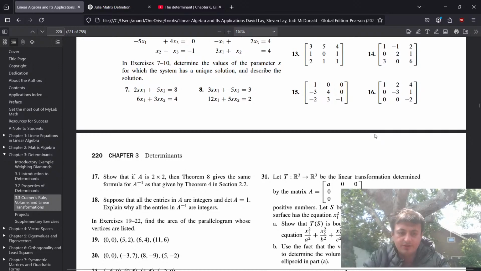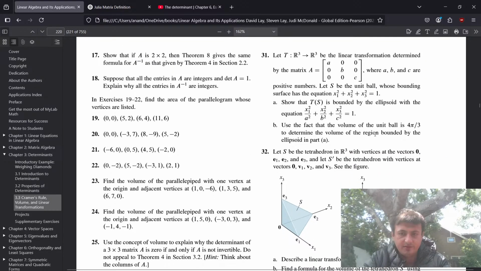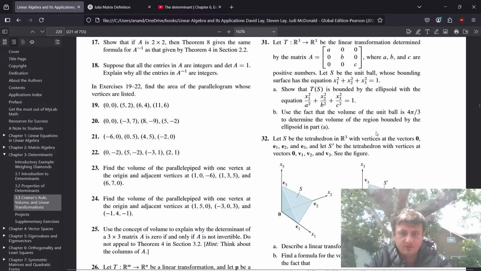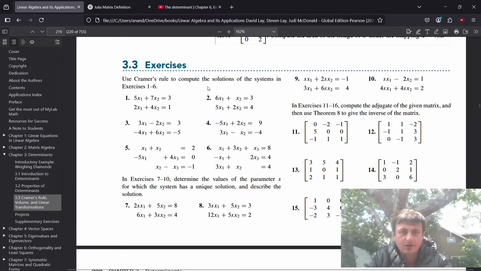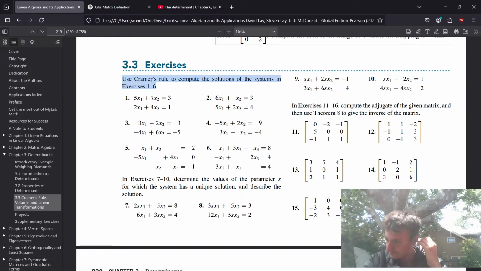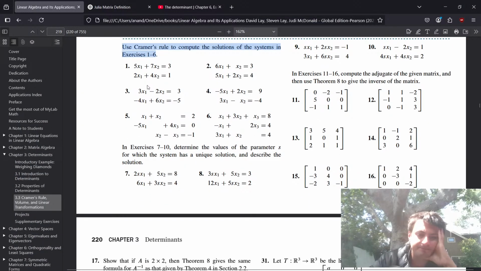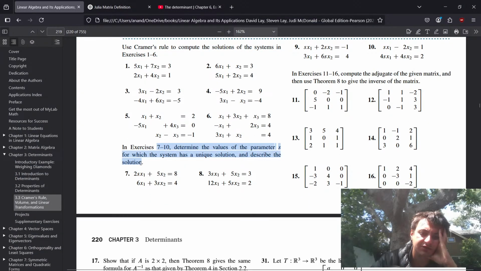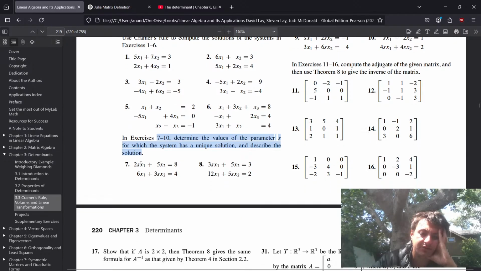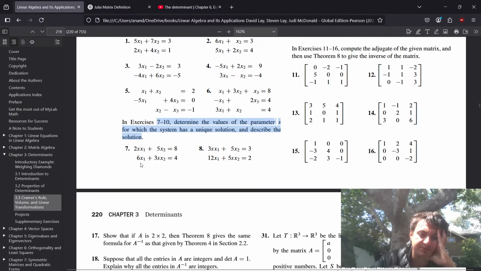Use Cramer's rule. I'm probably not going to do that, honestly. All right, we'll read through them really quickly, though. Use Cramer's rule to compute the solutions. Okay, let's just remember, Cramer's rule is the rule that you can find solutions to AX equal to B, which is a system of linear equations, by taking a bunch of determinants. It's like really lame. All right, determine the values of the parameter S for which the system has a unique solution, and describe the solution.